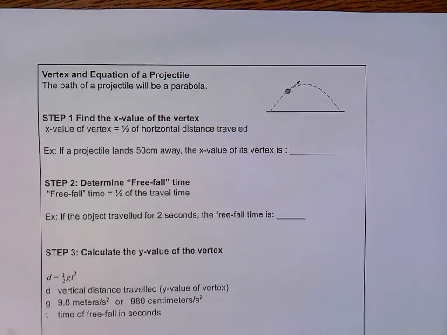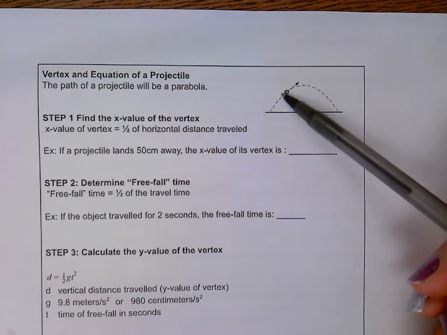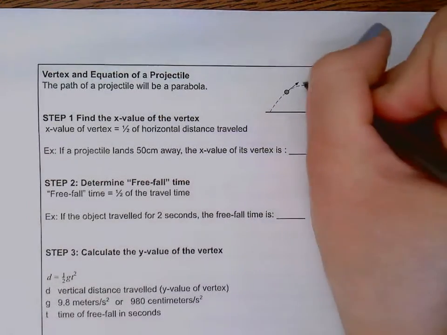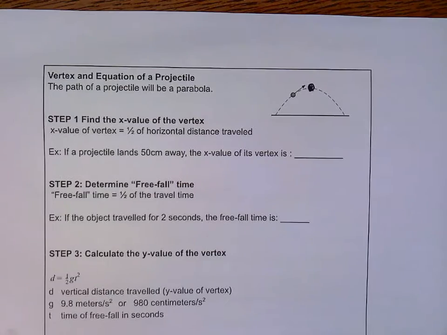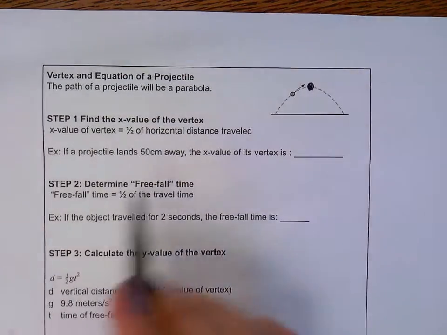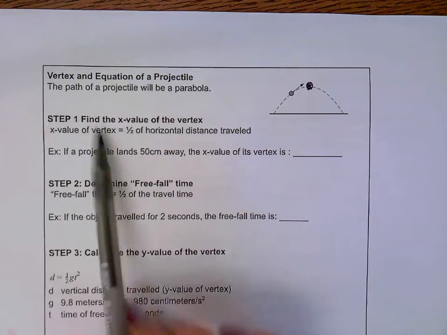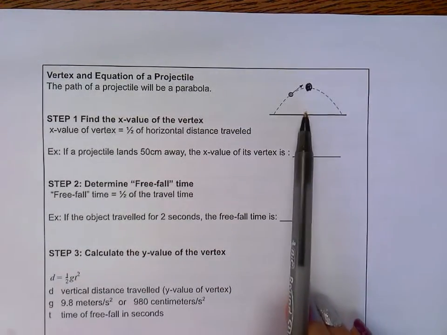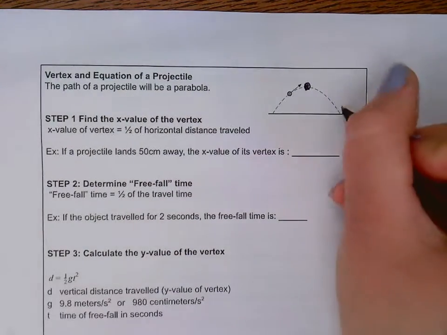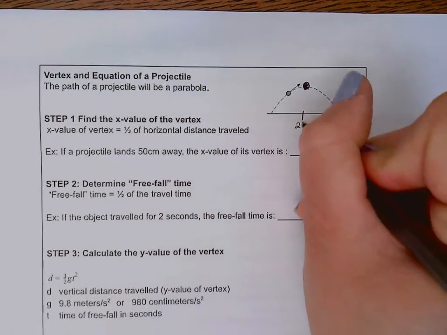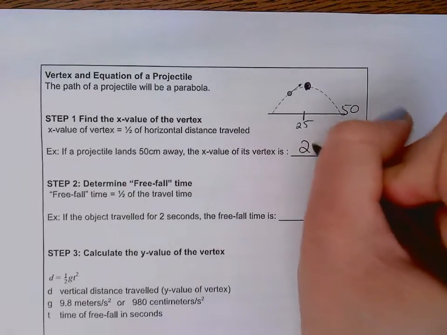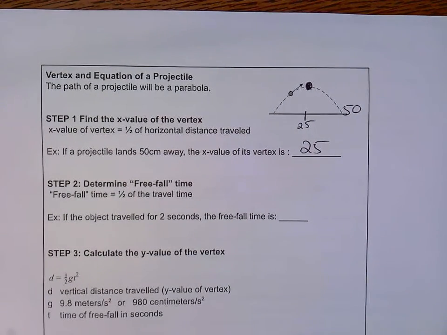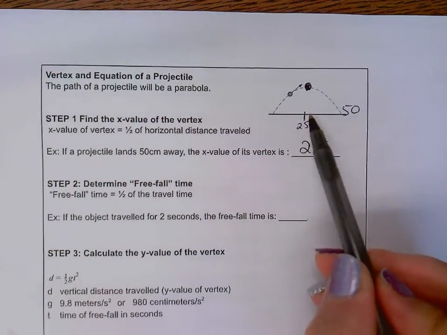So your first step is just realizing this is a parabola, and we're trying to locate the vertex of this parabola. Here's how you do it. The x value of your vertex is going to be half the distance that you travel. See how it's going to be halfway in between? So if we travel 50 centimeters, halfway in between is 25. That makes the x value of our vertex 25 centimeters. So it's 25 comma something.